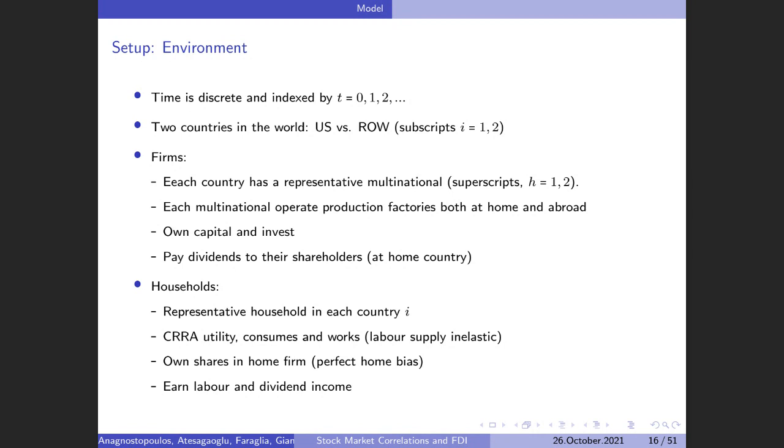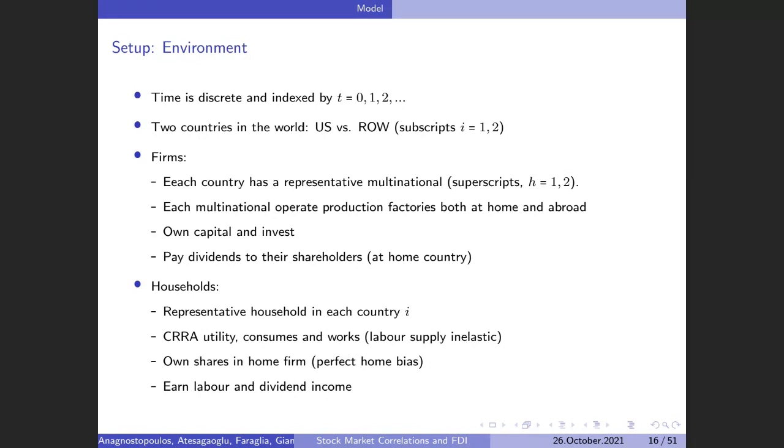And there are shareholders that own these firms, and they pay dividends to their shareholders. Now, as of now, in the benchmark model, we assume that each firm is owned locally. So there's no cross-border portfolio investment. Citizens of an economy purchase their local firm's shares. They don't buy foreign firms' shares in their portfolio. And we're going to extend that assumption later on.